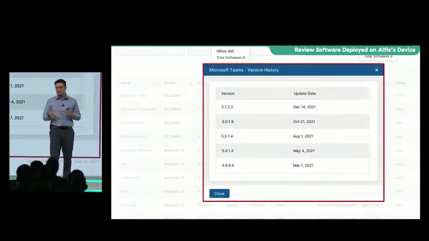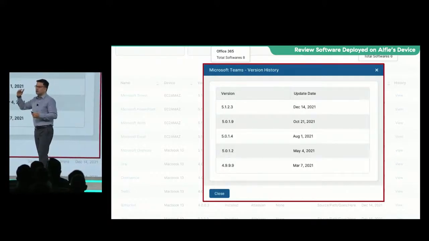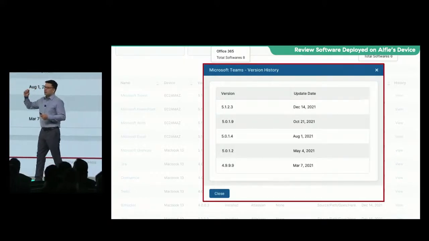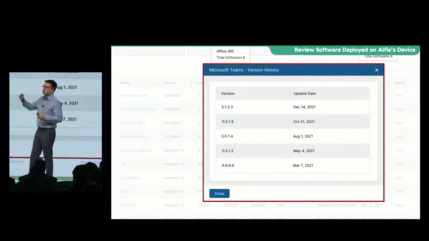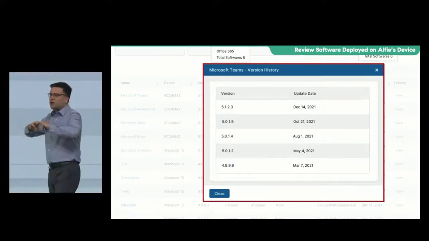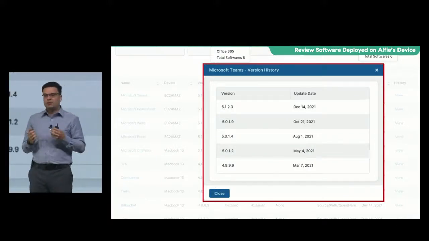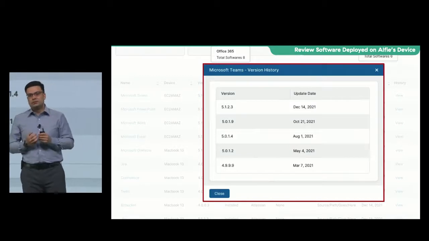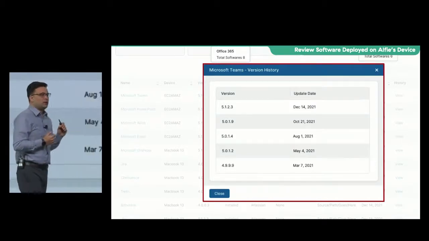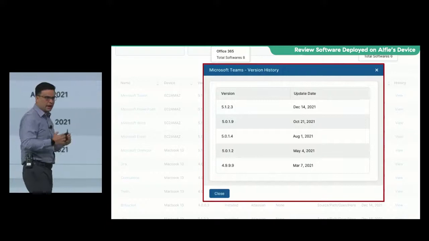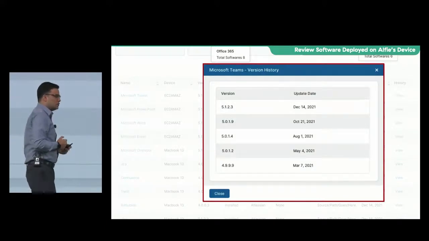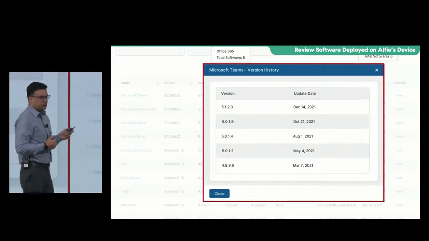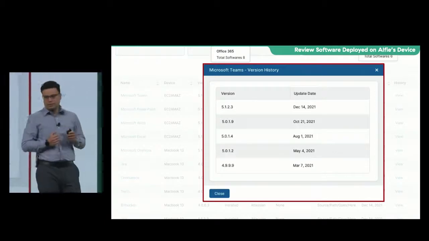In this case, for example, for Microsoft Teams, we can say when did it update last time? And also, what we are doing behind the scene is we are saying, when all of your employees' laptops updated with the latest version of Teams, did it cause any undue impact on the user experience? So aggregating that impact of a faulty update, for example, on the user experience.